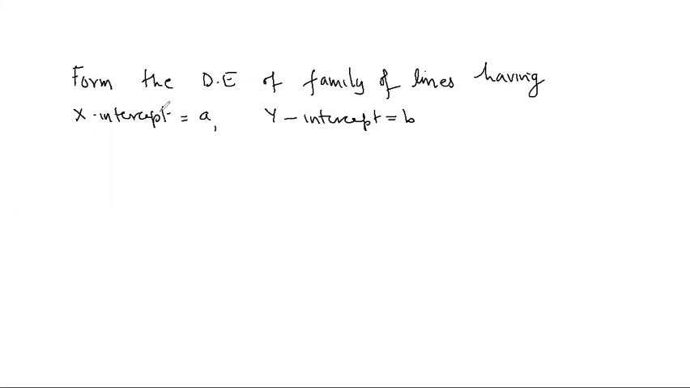So first and foremost thing, we have to write the equation of the line having x-intercept a and y-intercept b. And then you have to say, what is the meaning of family of lines? When does it become a family of lines? How many lines are required for a family of lines? 2. Infinite number.